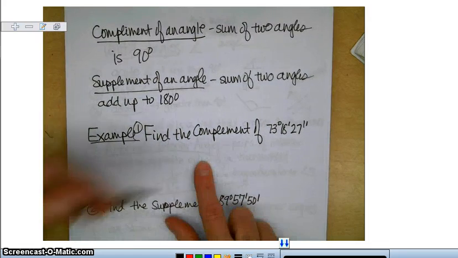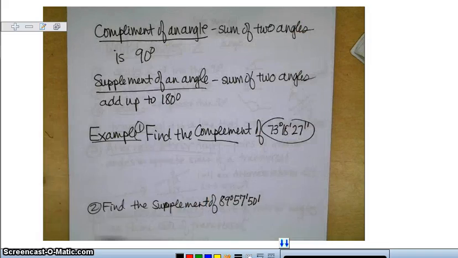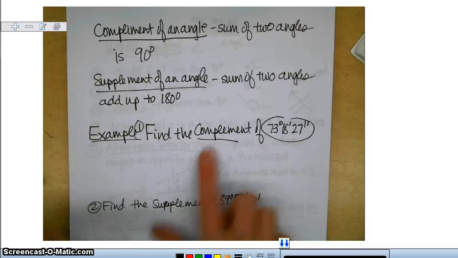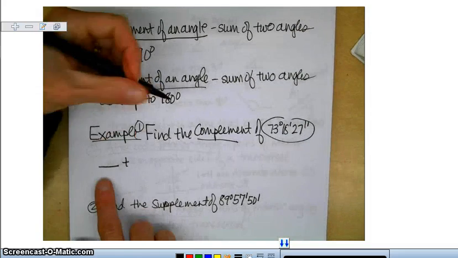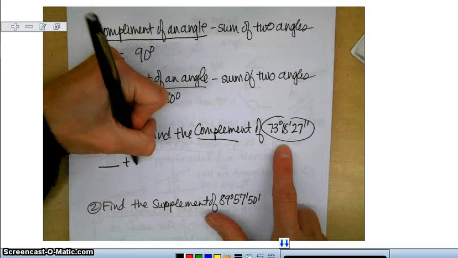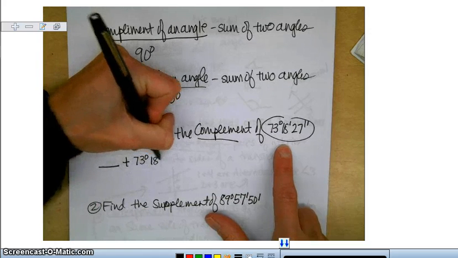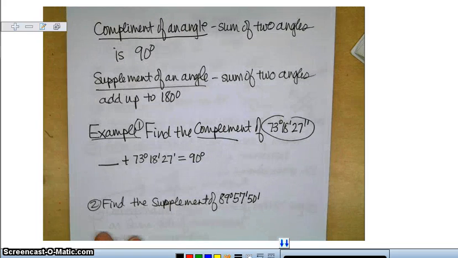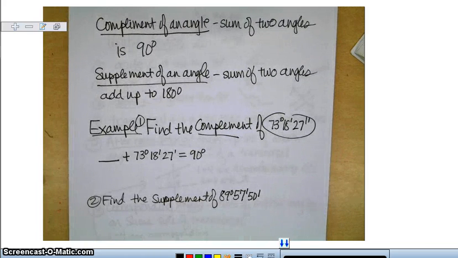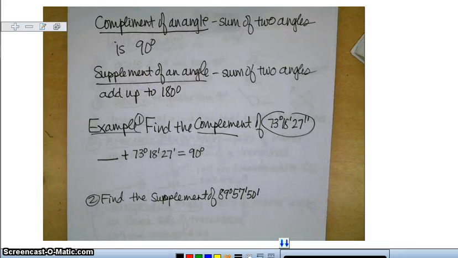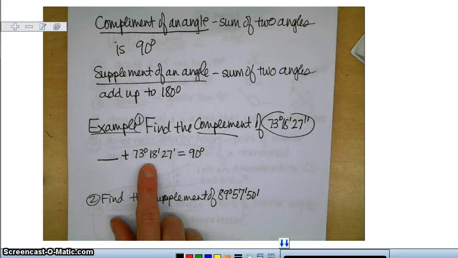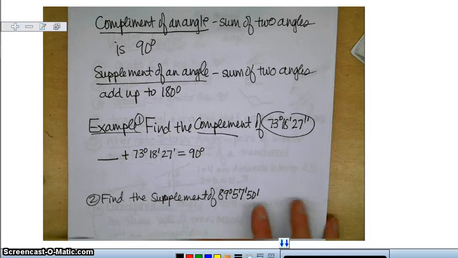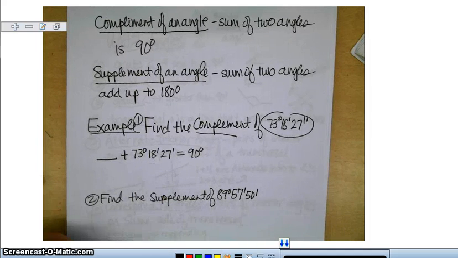So they ask you to find the complement of this angle right here. Basically the complement would be this angle plus the angle I want to know, plus this angle, 73 degrees, 18 minutes, 27 seconds. When I add those together, I have to get 90 degrees. So here's a case where we have to utilize what we just learned. We want to change this into decimals, because otherwise it's hard for us to do. So I'm going to follow the steps that we just had. I want to change degrees, minutes, and seconds into a decimal.